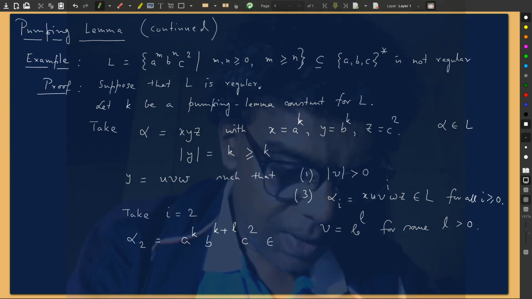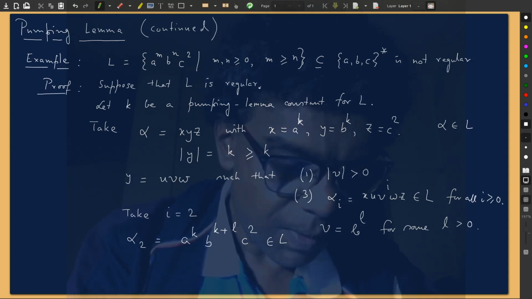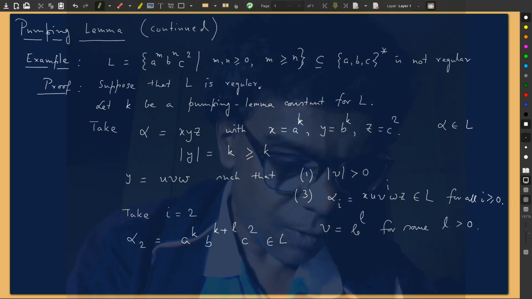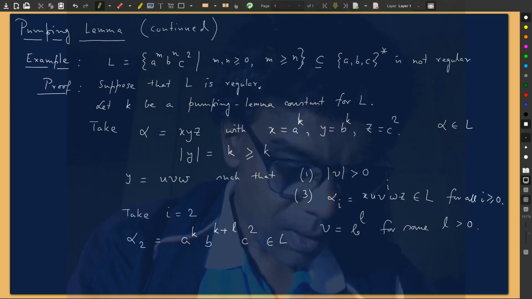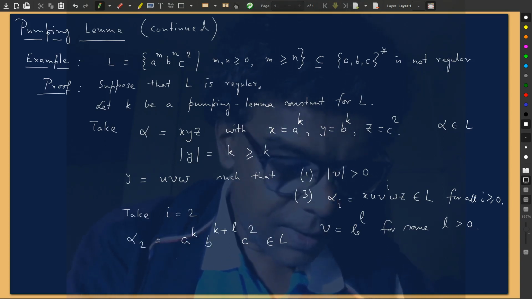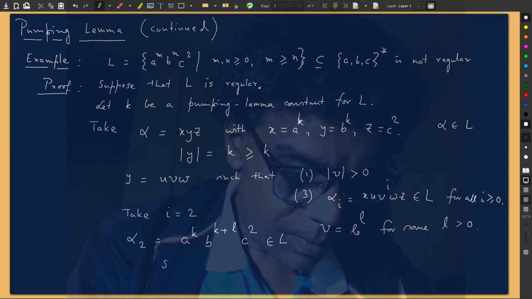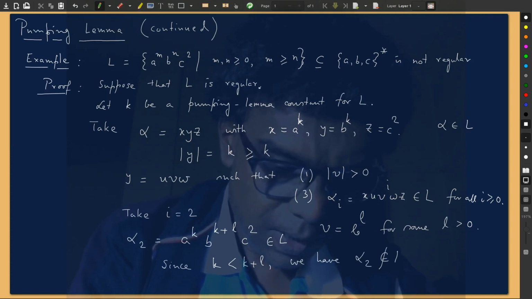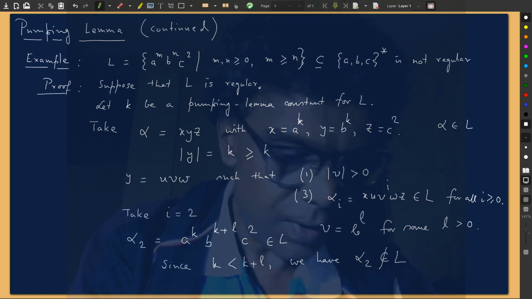Pumping lemma says this must be in L. But for such a string a power something, b power something, c power something to be in L, the number of times a appears must be larger than or equal to the number of times b appears, followed by exactly 2 c's. In this case, this says that k is greater than or equal to k plus l, but that is absurd. Since l is greater than 0, k is less than k plus l, we have alpha 2 not in L. So this is the contradiction. Alpha 2 is in L, alpha 2 is not in L.